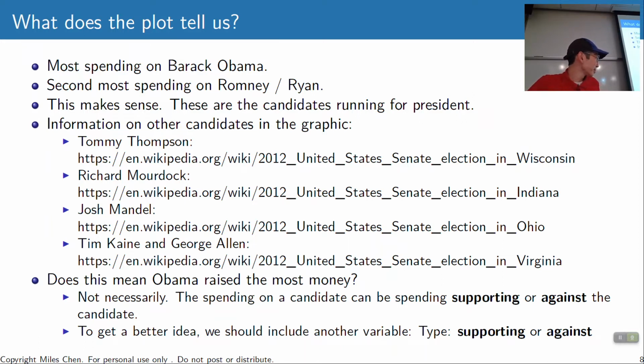Okay, so anyway, we should include how much money was spent supporting or against. Now, think about how you would display this. How would you display a graphic that includes this variable for how much money was spent supporting or against?